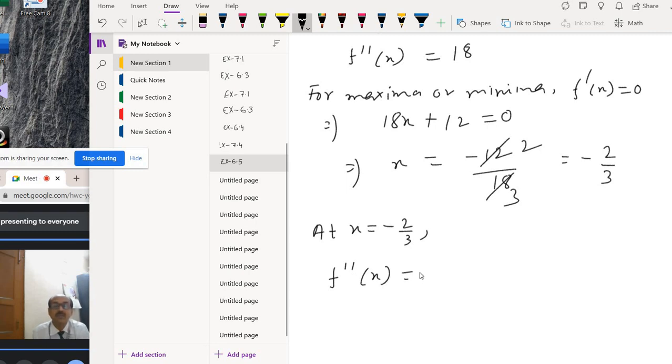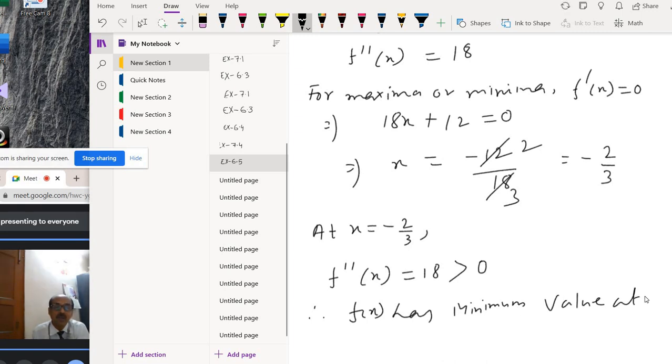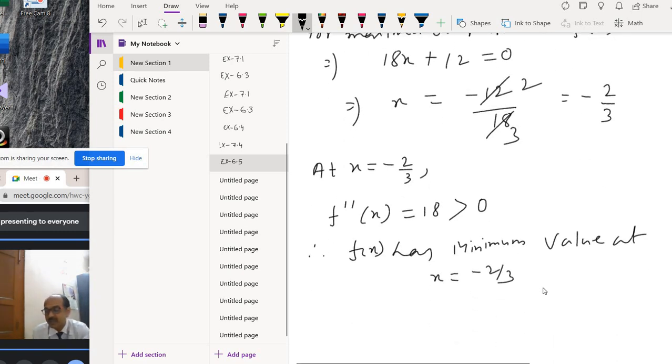is 18. So 18 only, so it is greater than 0. 18 is positive, greater than 0. So you can say, therefore f(x) has a minimum value, since greater than 0 means minimum value, at x equal to minus 2 by 3.